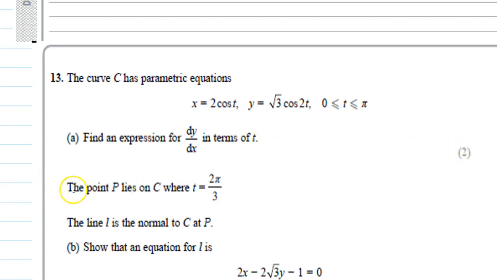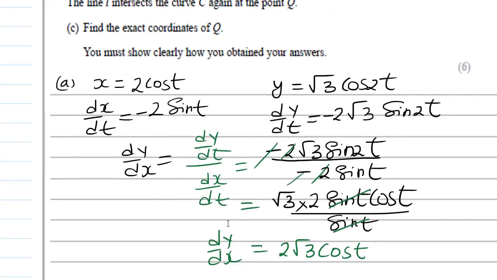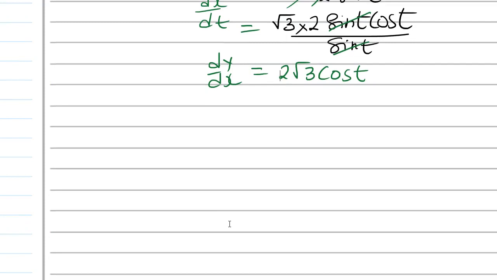Now for the second part they are saying the point P lies on C where t is 2 pi by 3 and the line L is normal to C at P. Show that the equation for L. So in this case you need to find the equation of the normal. B part. If this is the curve and this is the normal, this is making 90 degrees and this will be the tangent here. So let's put the value t equal to 2 pi over 3.